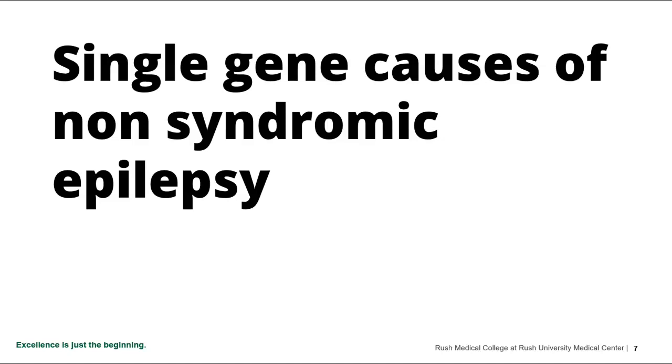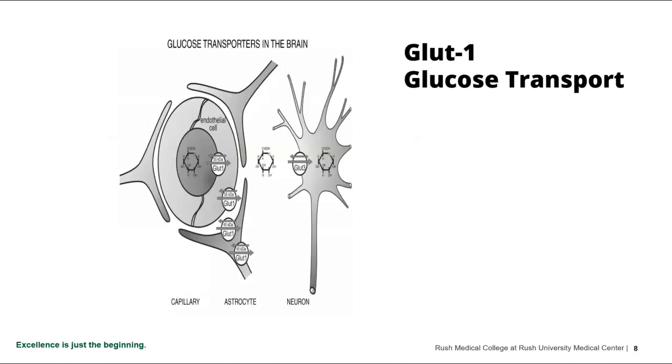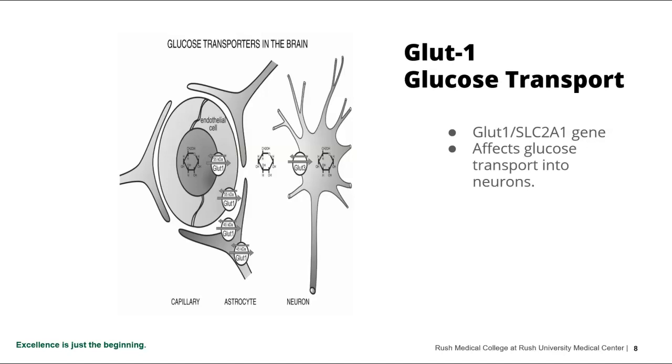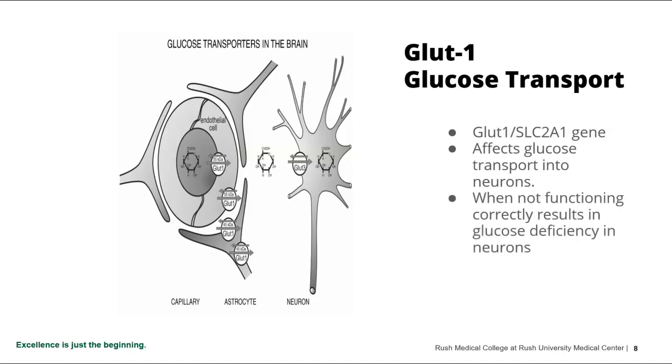Single gene causes of non-syndromic epilepsy. Again, a kid that otherwise looks completely normal and there's no other abnormalities except for the seizures. One is a GLUT1 or glucose transport abnormality. The GLUT1 gene, otherwise known as SLC2A, affects the transport of glucose into the neurons. When non-functioning, glucose can't get into the cells. So you have sugar in the blood and it can get into other cells, but it can't get into the neurons. And neurons get really, really mad if they don't have sugar. And when they get really mad, they seize. So these children start having seizures beginning in infancy.